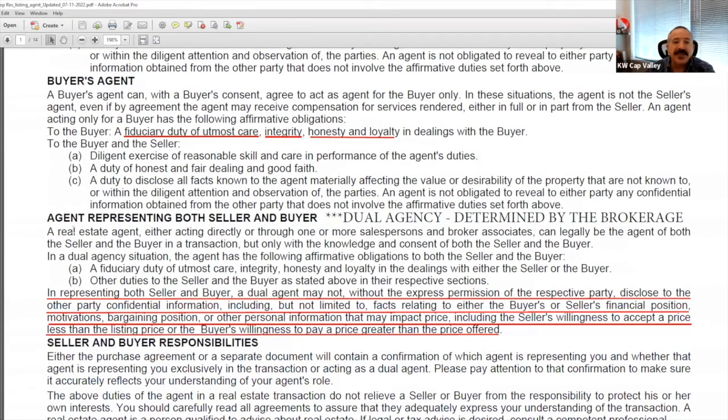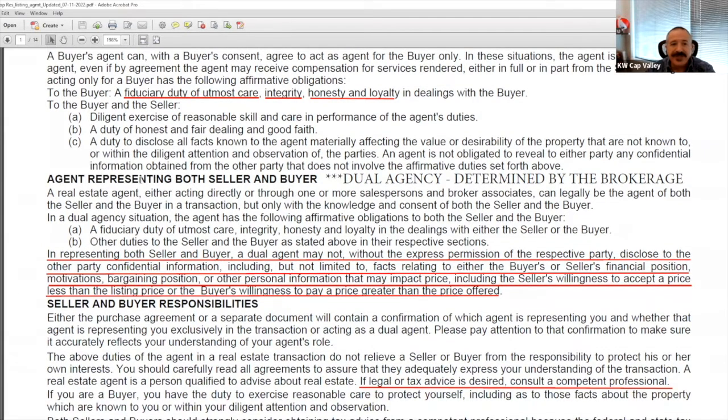Now, here's where it gets a little confusing, when you have an agent that represents both seller and buyer. Part of what gets confusing here, not only in the exercise of your duties, is when is an agent representing both seller and buyer? The obvious answer is when you as an agent list a property and then you also represent a buyer to purchase the property. That is definitely dual agency.